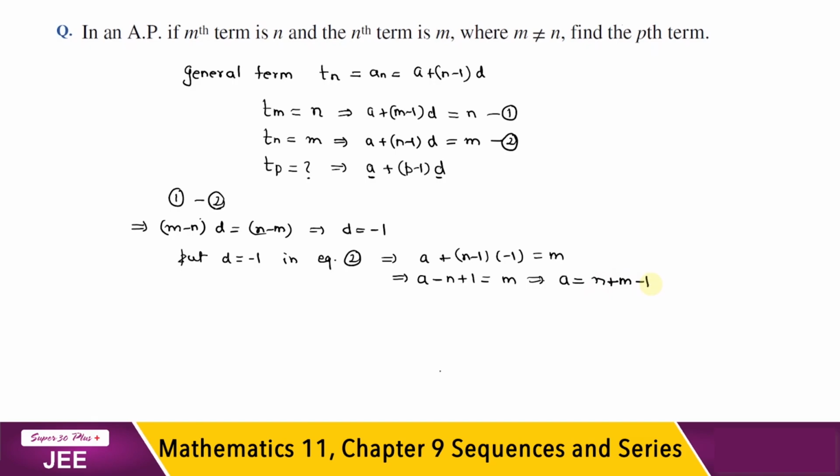Alright students, so we are done with evaluating the values of a and d. a is equal to this much and d is equal to minus 1. Now substitute these two values in relation or equation number 3.